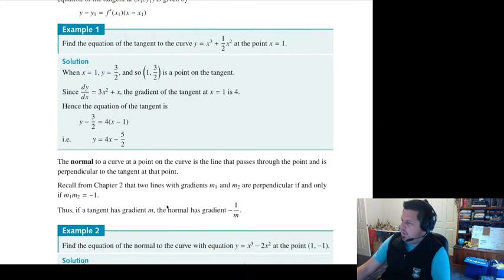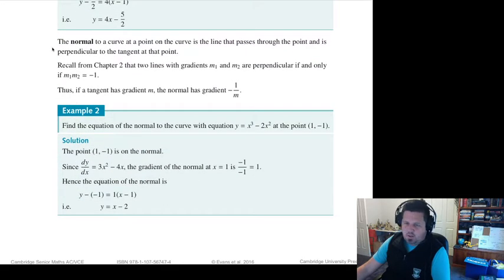Next thing that you need to know, and I'd be highlighting this in your notes, is the normal of a curve. It says here the normal of a curve is the line that passes through the point and is perpendicular to the tangent, so at a 90-degree angle to the tangent. Recalling from chapter 2, two lines with gradients m1 and m2 are perpendicular if and only if, when you multiply them together, they equal -1.